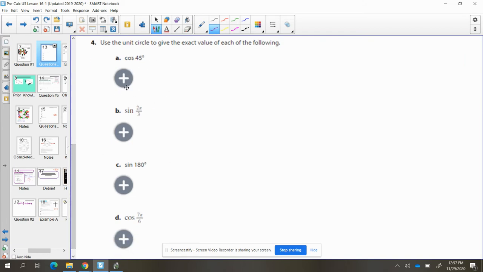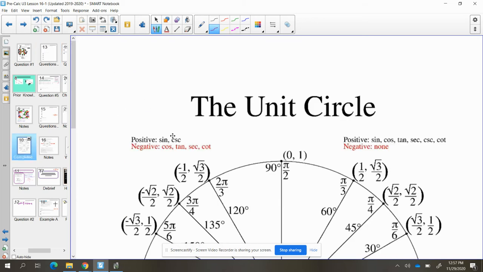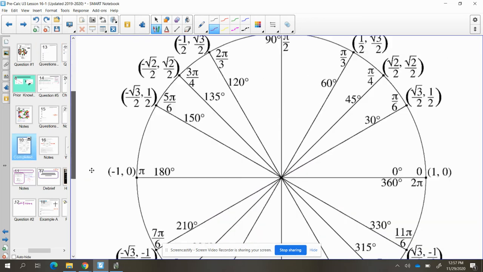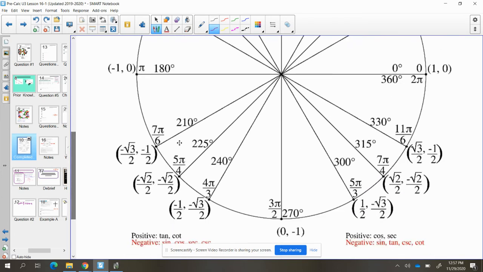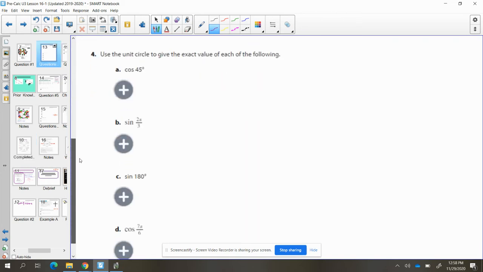cosine of 45 degrees, well, definitely make sure you have your unit circle handy to reference here. If we're looking at cosine of 45 degrees, that's your x value, which would be square root of 2 over 2. Sine of 2 pi over 3, if we look at 2 pi over 3 on our unit circle, the sine is the y value, square root of 3 over 2. Sine of 180 deals with the y value, so we have 0. And cosine of 7 pi over 6 is the x value at 7 pi over 6, so that's negative square root of 3 over 2. That is how you would answer these particular questions.